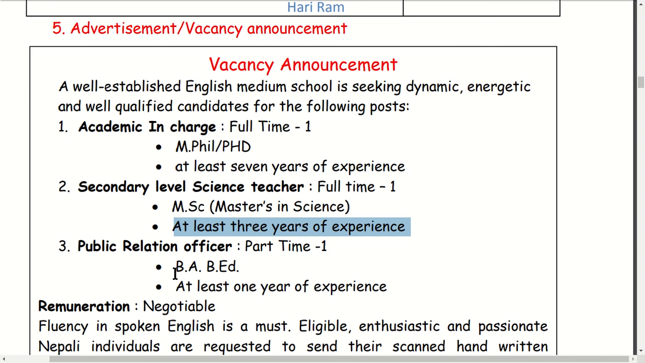Okay, another one: public relations officer, part time. Number of people required, only one. The qualification is a bachelor's, BA or B.Ed, bachelor of education, bachelor of arts, and at least 1 year of experience. Generally, the first line gives the number of people required and the academic qualification, and the next one gives at least the experience.